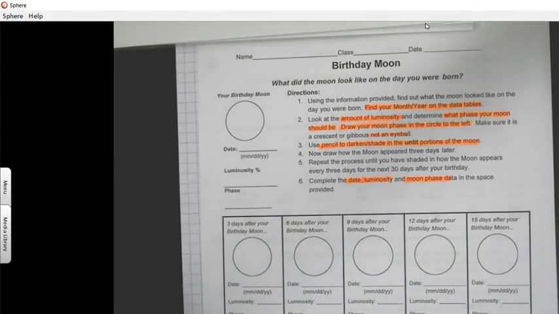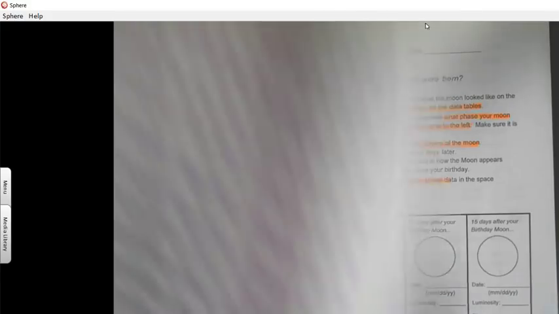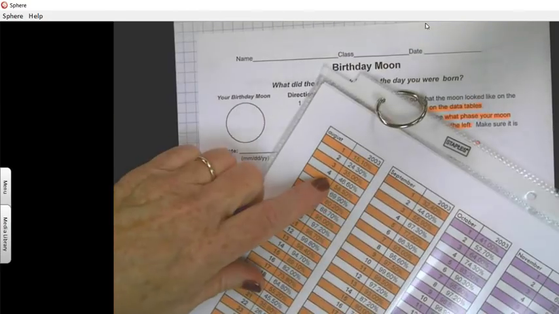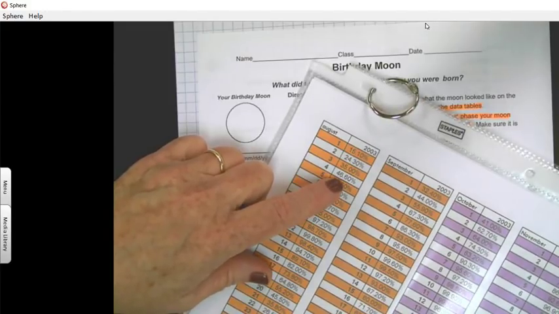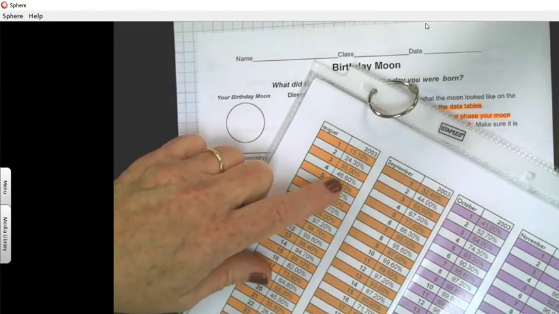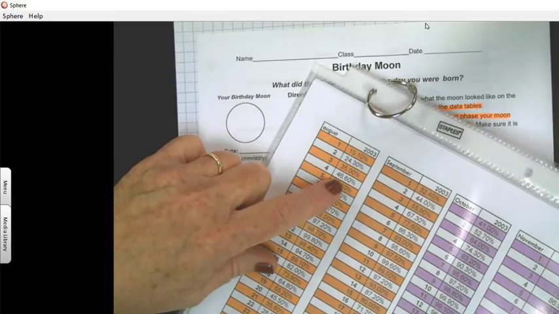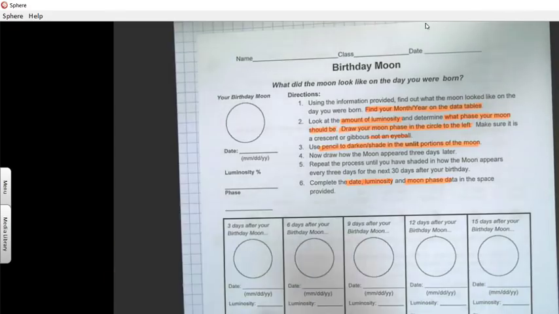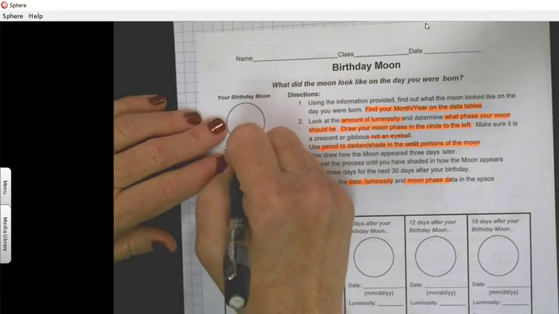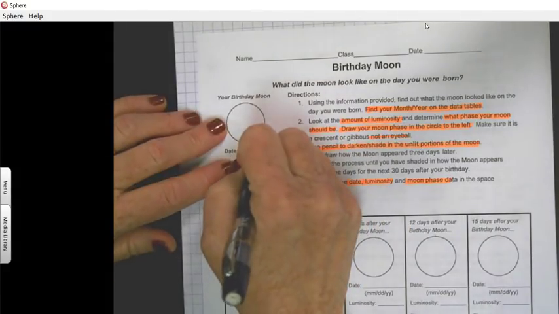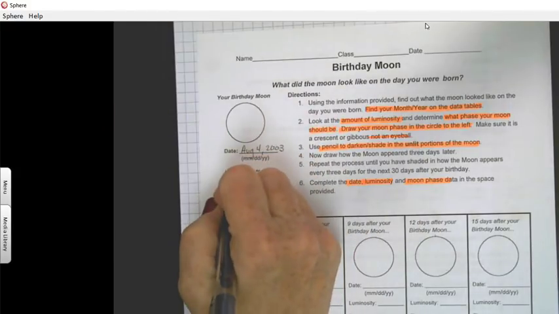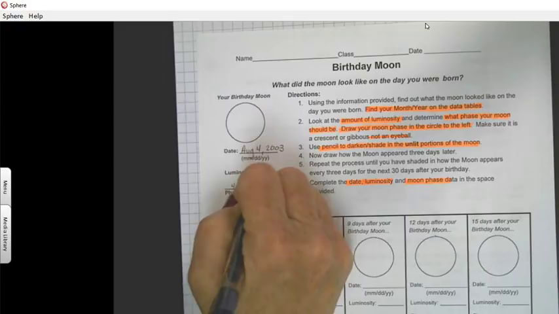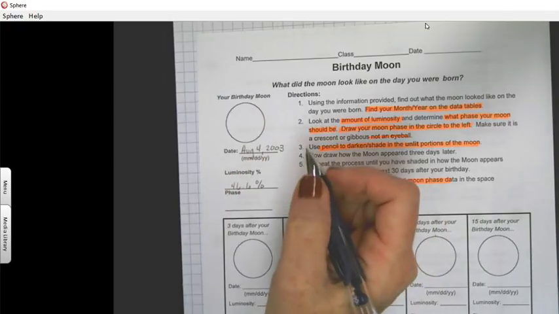I'm going to look on here, and I'm going to choose August 4th as the day for a birthday, and I notice that it's 46.6%. So I'm going to go to my paper, and I'm going to put August 4th, 2003. We said that it was 46.6%. And so now I'm going to determine what moon phase that is.